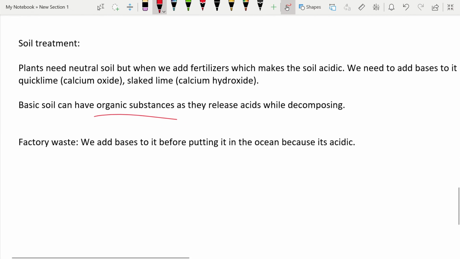Now, another one of the last topics for this chapter is factory waste. We need to dump factory waste in the ocean, which is kind of bad, but that's what they do. We add bases to it before putting it in the ocean because it's acidic, or else the marine creatures can get harmed by the acidic nature of factory waste.